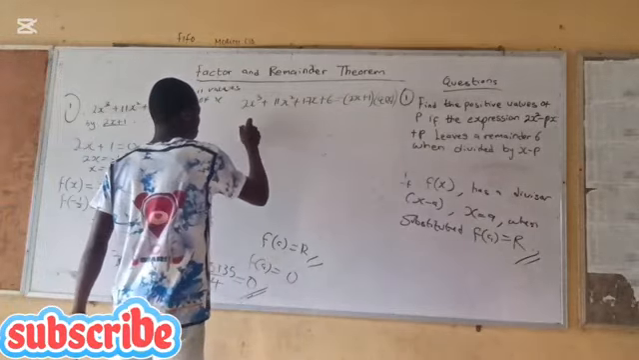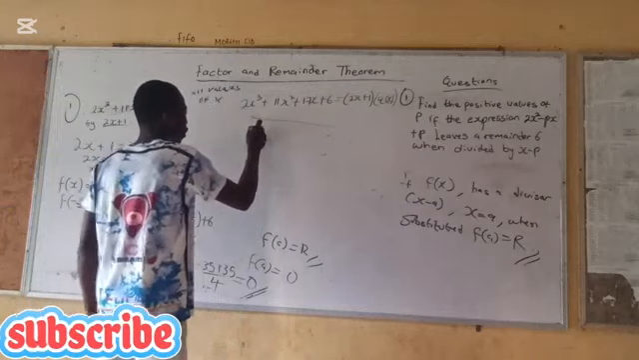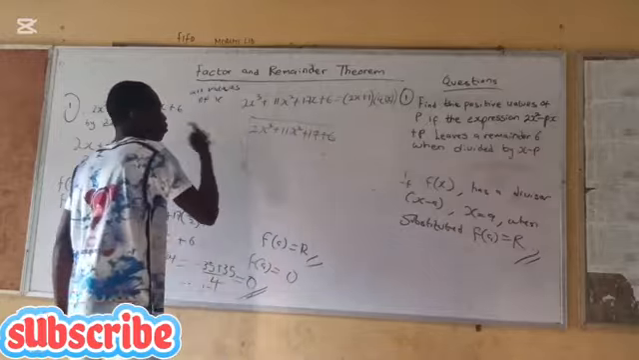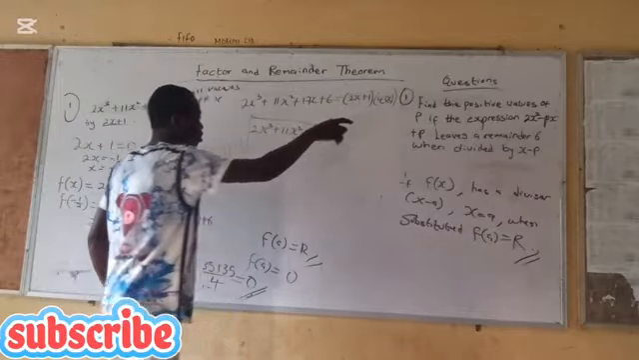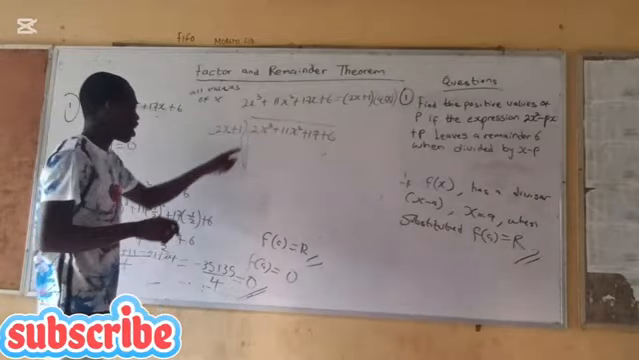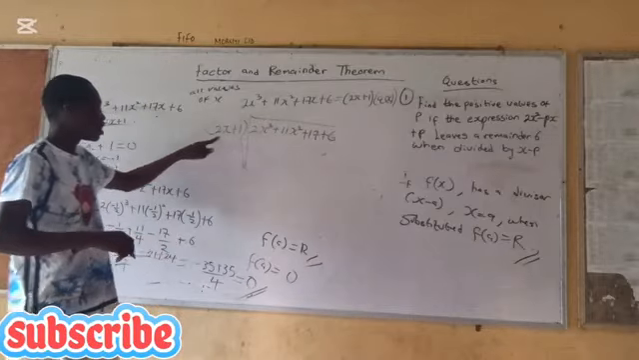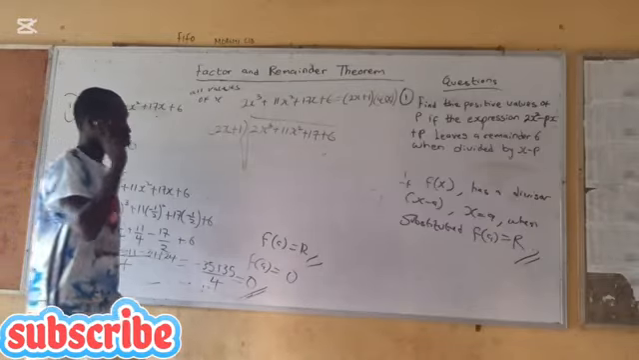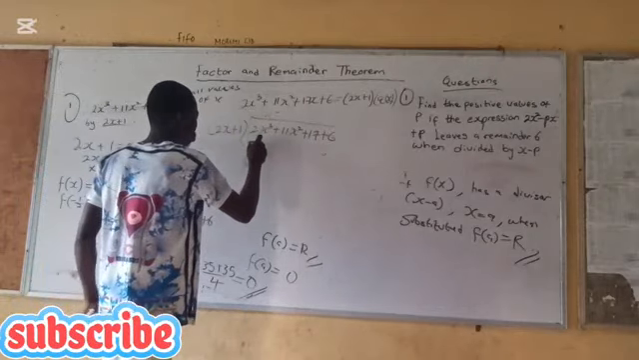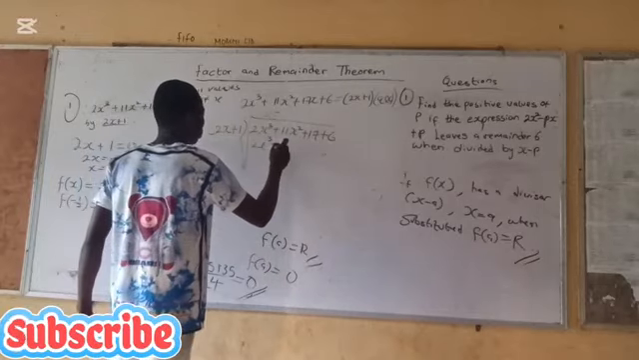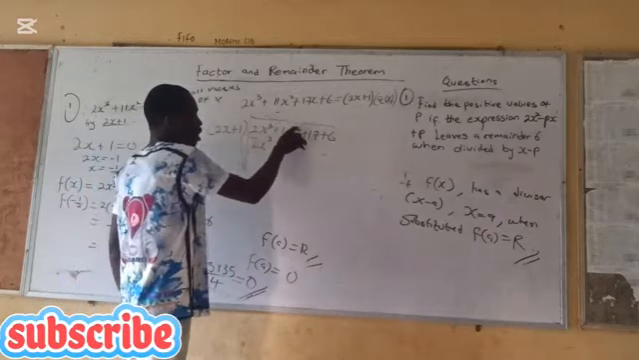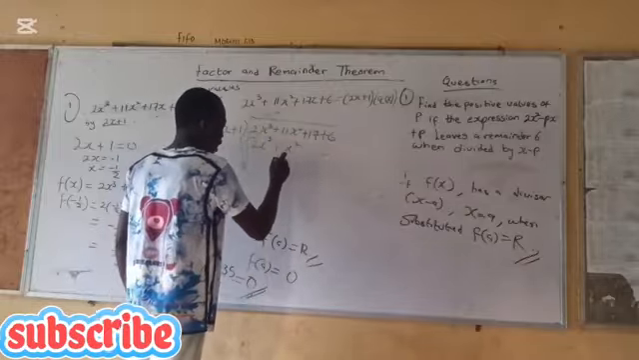Now let's simplify this. Using our long division method, we have 2s to the power of 3 plus 11s squared plus 17s plus 6. Now we have already noticed that this is a factor, right? So let's write it down first, 2s plus 1. Now let's simplify. We have 2s to the power of 3 divided by 2s. That is going to give us s squared. Right? Now 2s multiplied by s squared is going to have 2s to the power of 3. 1 multiplied by s squared, you are going to have s squared. Now when you subtract, 2s cubed minus 2s cubed is 0. 11s squared minus s squared is going to give us 10s squared.